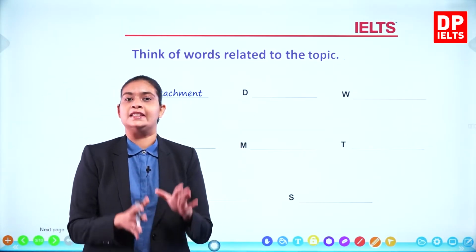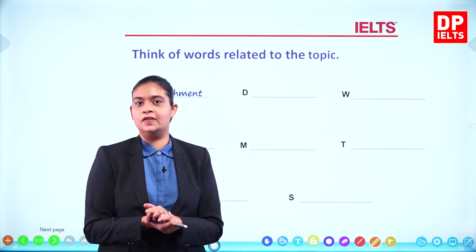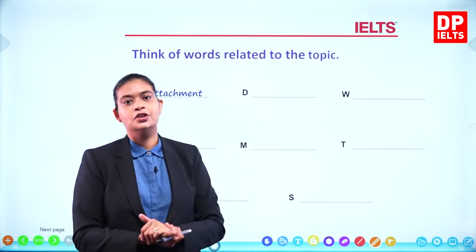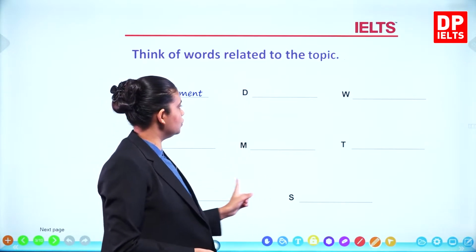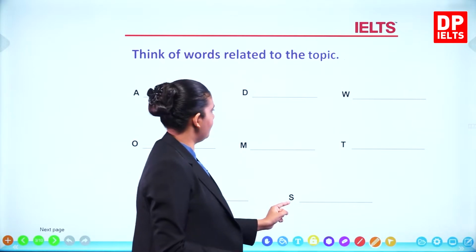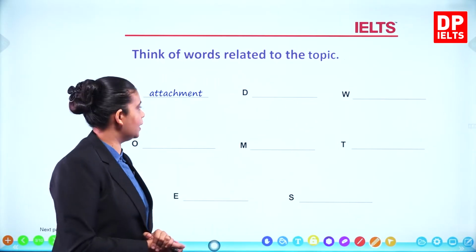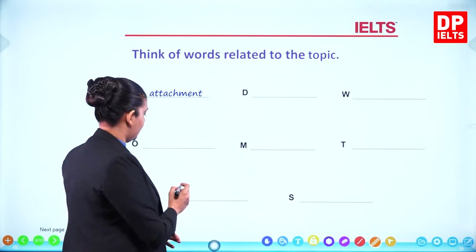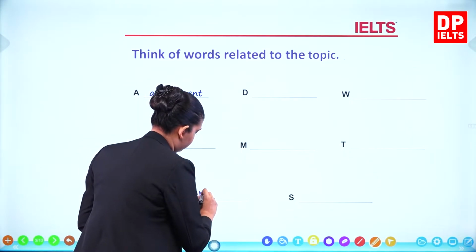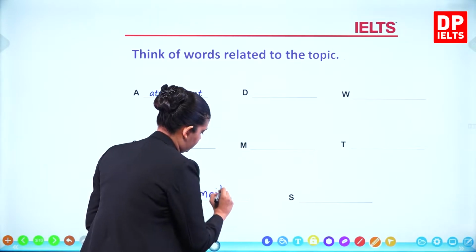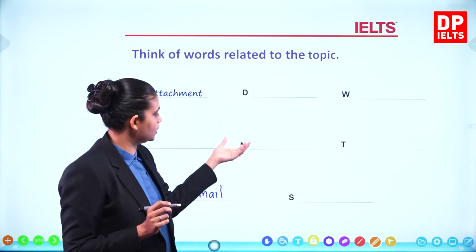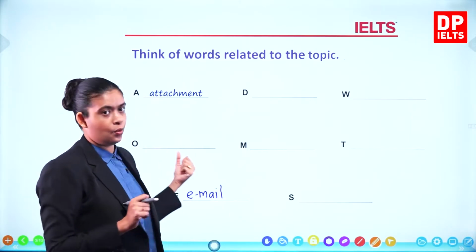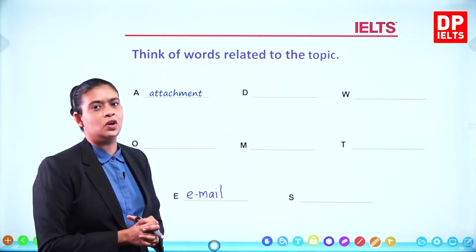Think of words related to the topic. Now, what is our topic? It's about the internet and computers, right? So can you think about words related to the topic, but the starting letter should be O, E, M, S, D, W, T, okay? So example A, attachment, okay? Can you think E? I can say email. What else? S, we've got M, we've got W, we've got T, D, and O, right? So can you think about any words related to it?